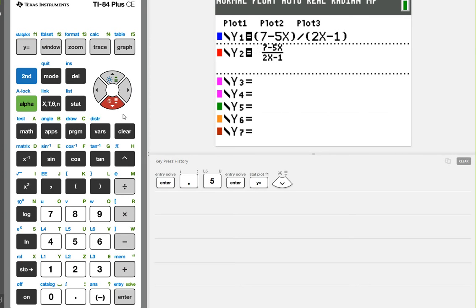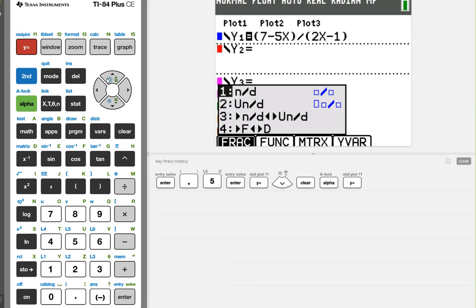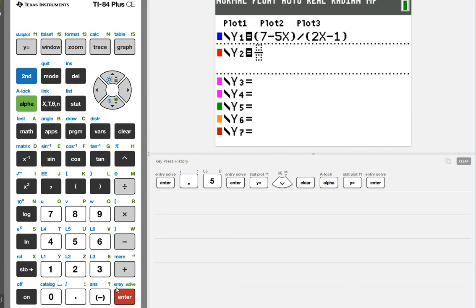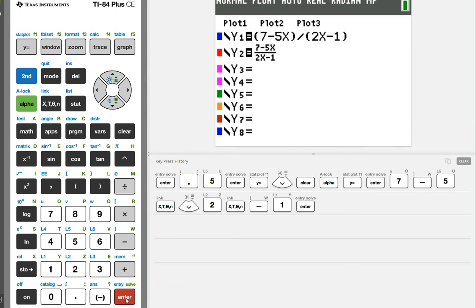Let me go here and I'll clear this out. If you hit the alpha key, then the y equals key, the first option there, just press enter or the number 1. That's what allows you to type in things in the form of a fraction. So 7 minus 5x, that kind of thing. All right. Nick, would there be any difference in getting a fraction that way and the other way? No.